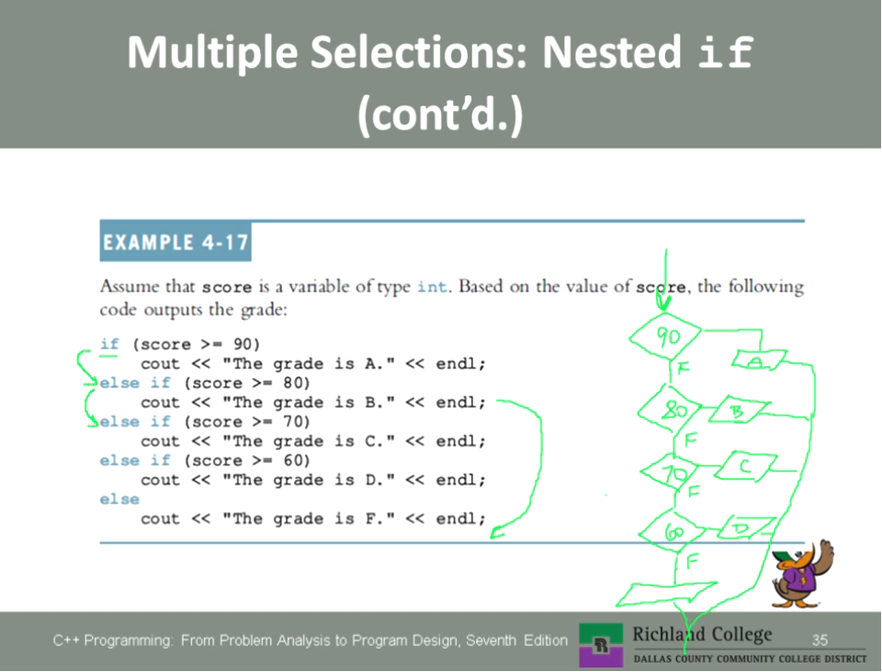So now you can see the score is coming into the structure. So if score is greater than or equal to 90, then only A is going to be executed, and then everything else is going to be skipped. So that's what the flow chart would look like.